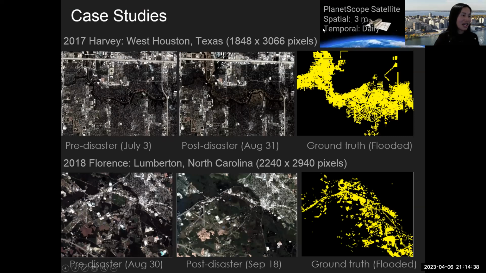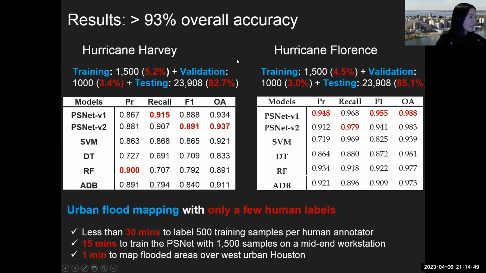To evaluate our PatchNet model, we utilize two case studies, including Harvey and Florence. The datasets we collected are from the PlanetScope satellite with a spatial resolution of 3 by 3 meters from Planet Labs. Evaluated with different case studies as well as baseline models such as support vector machine, decision tree, random forest, and AdaBoost, it indicates that the proposed PatchNet model can achieve high performance across all different evaluation scores, such as recall, F1, and overall accuracy for both Hurricane Harvey and Florence.